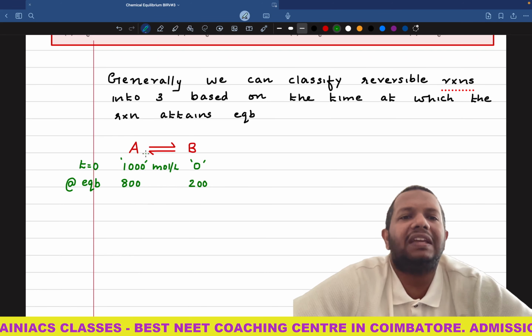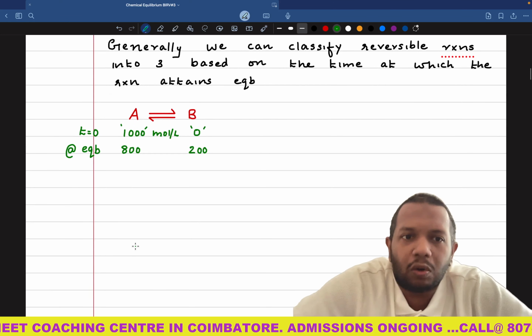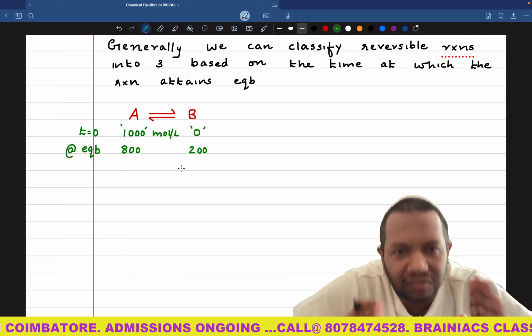So at this point I can say it has reached equilibrium. Once equilibrium is reached, the concentration value, that is 800 or 200, does not change. It will stay like that.